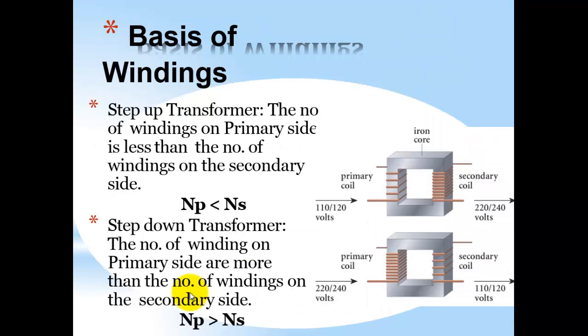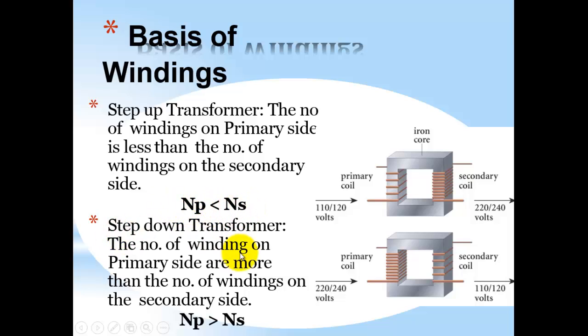So on the basis of winding, the transformer is classified into step up transformer or step down transformer. So what is a step up transformer? In a step up transformer, we step up the voltage, that is the applied voltage or the primary voltage level is low and the secondary voltage level is high. In this transformer, the number of primary turns is less than the number of secondary turns, or you can also relate this directly with the voltage, that is primary voltage is less than the secondary voltage.